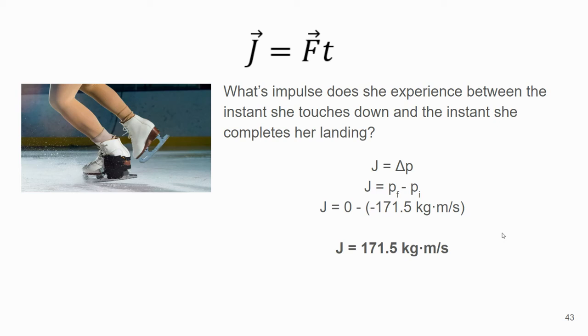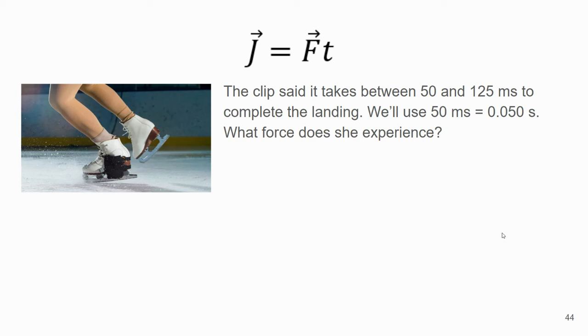So the impulse she gets from the ice is positive. She was moving down. She had downwards momentum. And then the ice gave her a change in momentum upwards, which is what stopped her from moving vertically. So we have that positive number. So in the video, it said that the total time of the landing is about 50 to 125 milliseconds. So we're using the small number, 50 milliseconds, which is 50 thousandths of a second, 0.050 seconds.